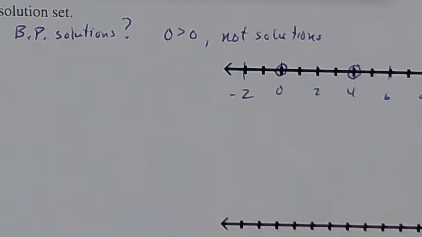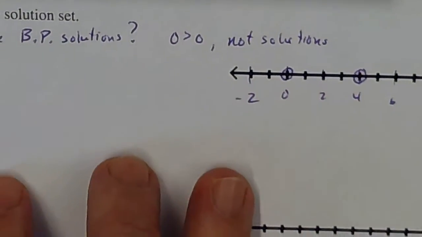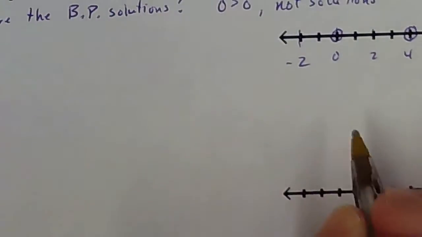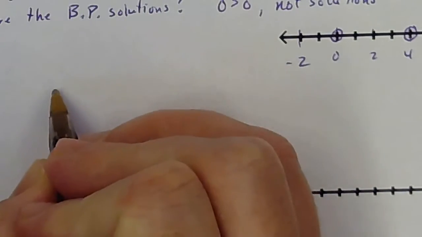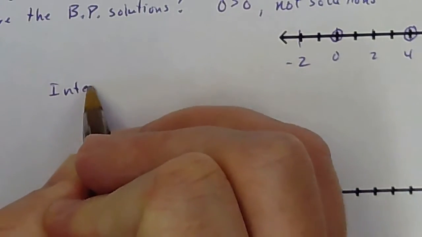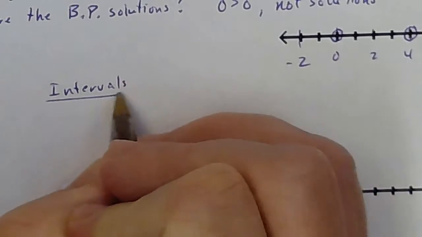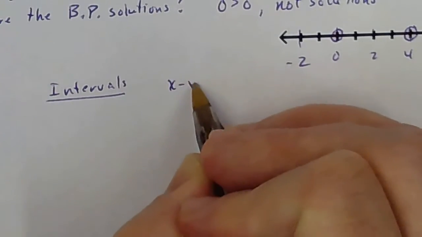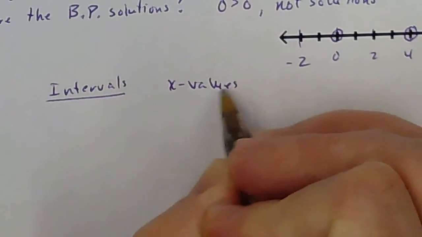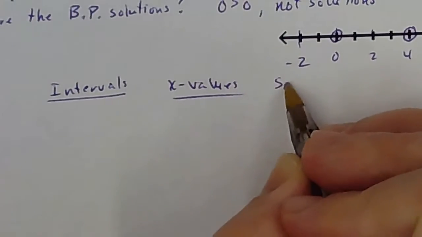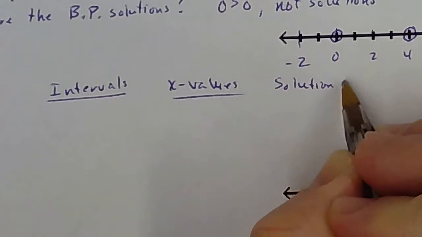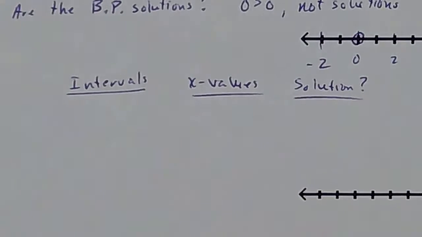All right, so these kind of create boundaries. So this is the part that takes a little bit of time, but I want you to do this to set yourself up for success. I want you to title this Intervals, X Values, and then down here I'm going to title this Solution. I'll put a question mark because we're going to check to see if it's a solution.